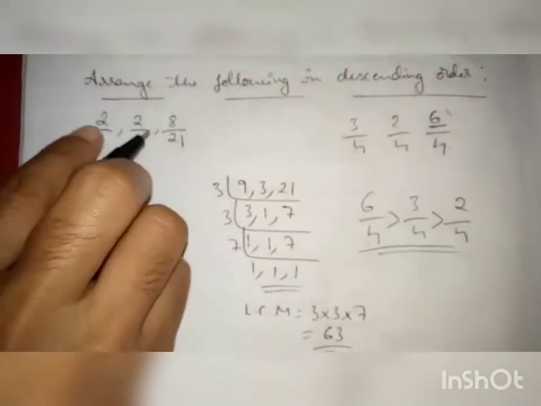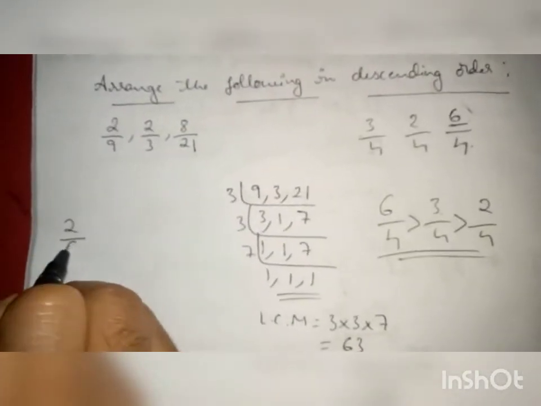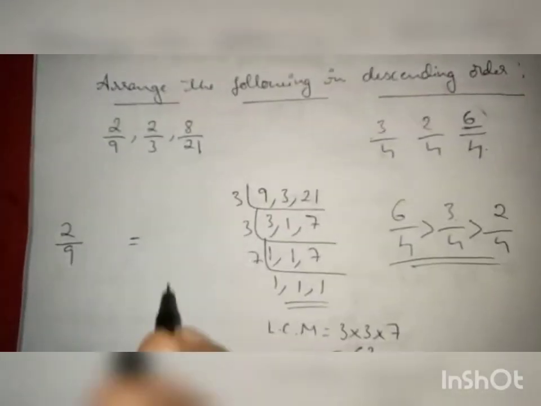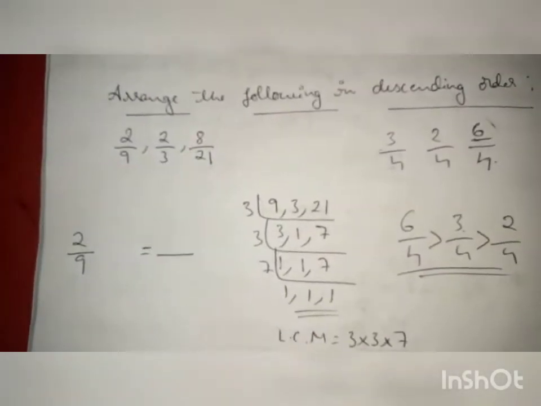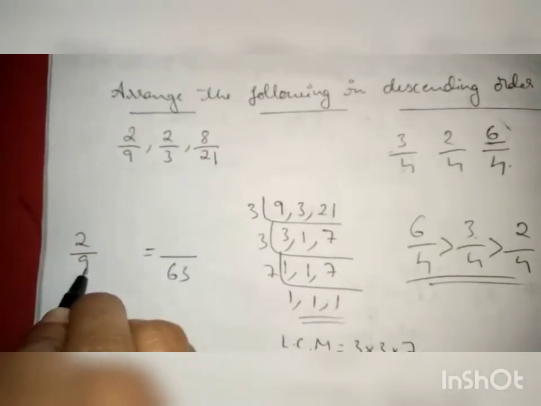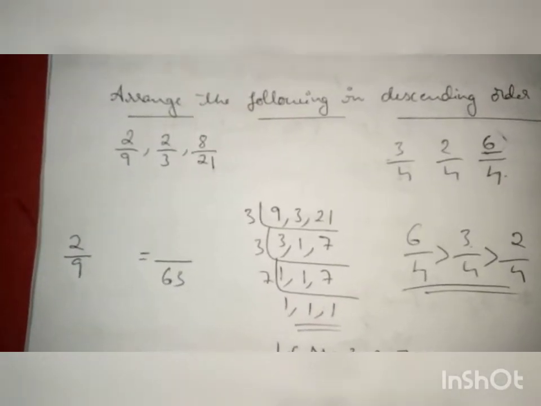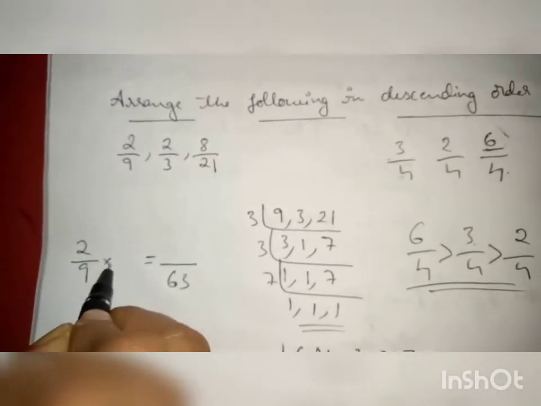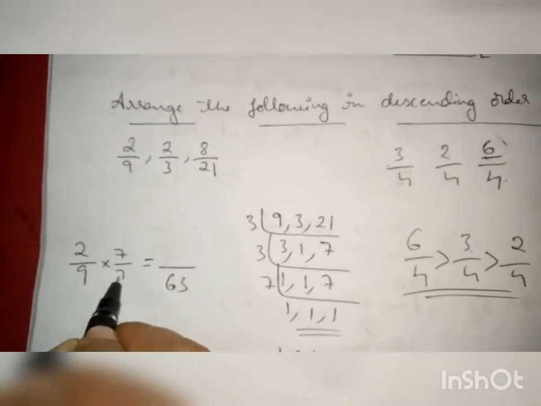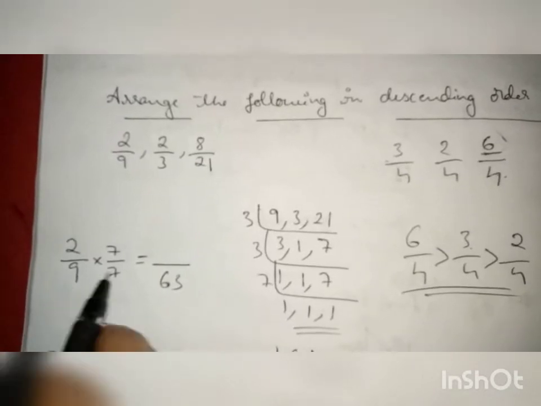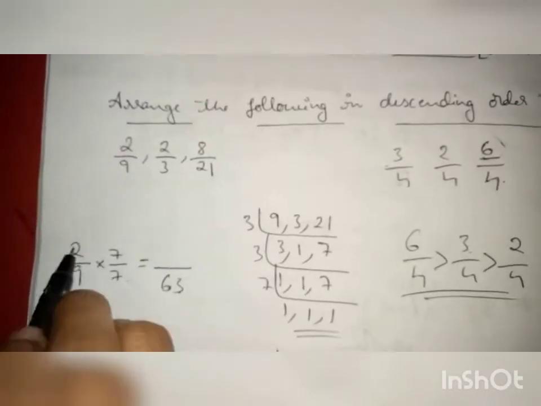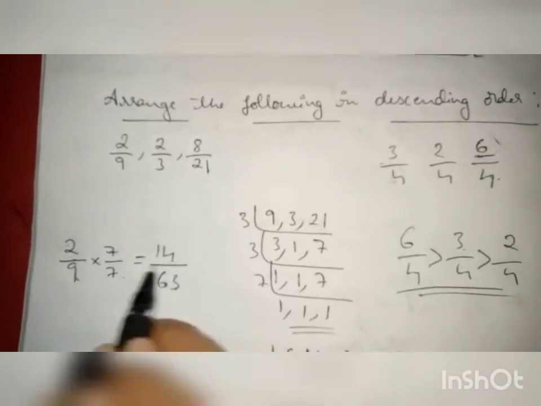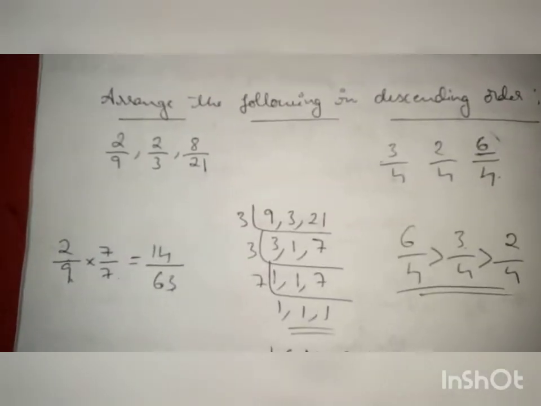First you take the first fraction, 2 by 9. The denominator now will become 63. 9 times how much is 63? 9 7s are 63, right? So what you have to do is multiply by 7 both the numerator and the denominator. If 9 7s are 63, in the same way here 7 2s are 14. So this 2 by 9 becomes 14 by 63.